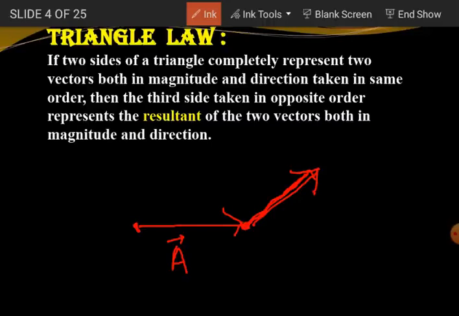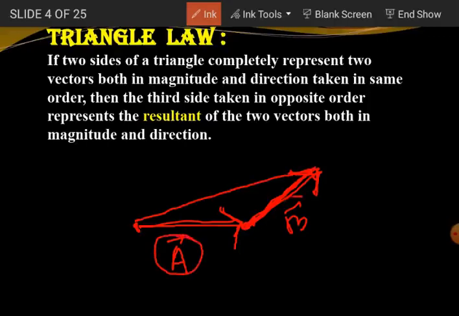So one vector, A vector, starts from here, and another second vector starts from here. So this is B. These two vectors are said to be taken in order, that means one after another. If these two vectors A and B represent two sides of a triangle both in magnitude and direction taken in order, then the third side or the closing side of the triangle would be taken in opposite order.